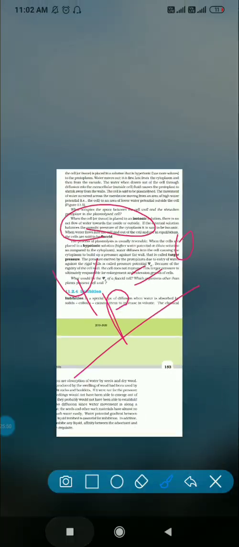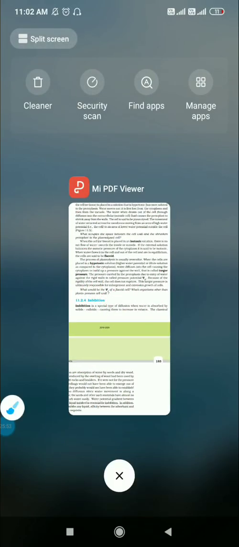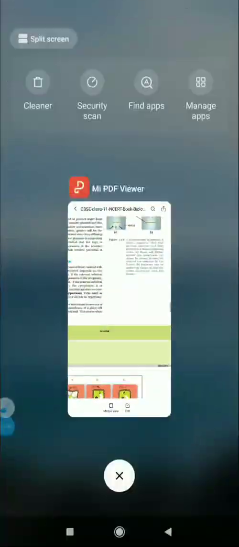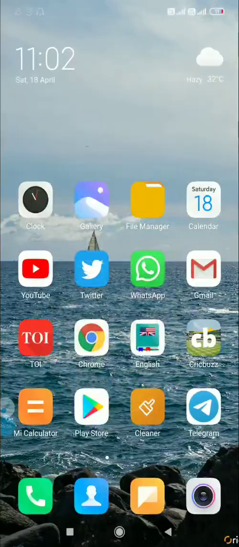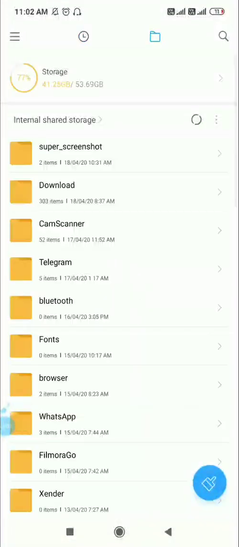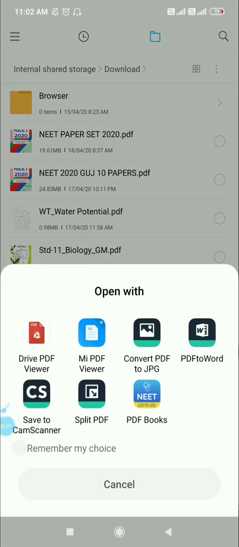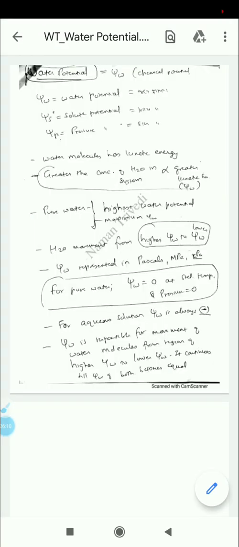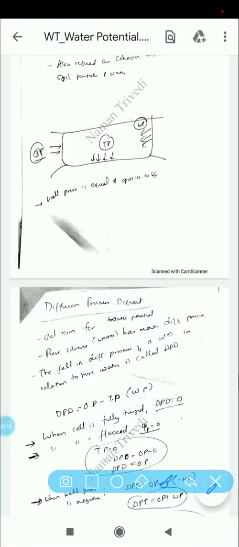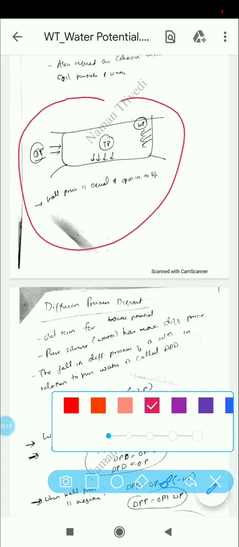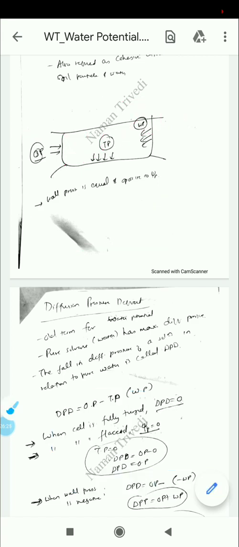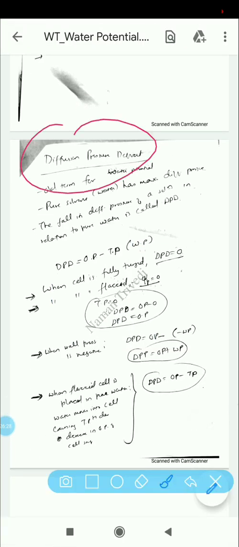Now to understand this, you need to understand the part which I taught you yesterday. If you open my notes, you can see that I have explained this. Turgor pressure is always against the wall, then we have wall pressure, and then we have OP. From that we discussed the DPD. I also shared my notes in the group, you can go through it.